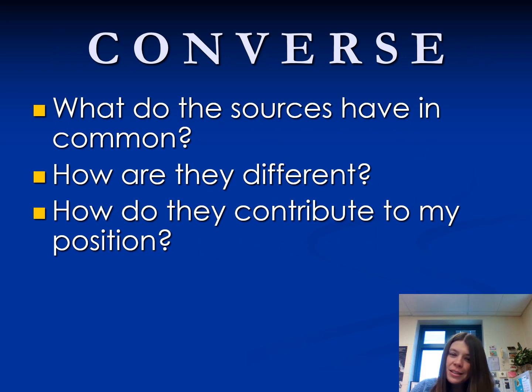This is the hardest part of synthesis, and it's also the most important. So if you've been tuning out, tune back in right here. Converse. Conversing. Really think of this as connections. You must make connections between and with the sources. What do the sources have in common? Do you see how a graph might emphasize what is being said in another source? How are they different? Do you see two that are totally countering one another? And can you, as a writer, counter one of the sources? How are they going to contribute to your overall position?